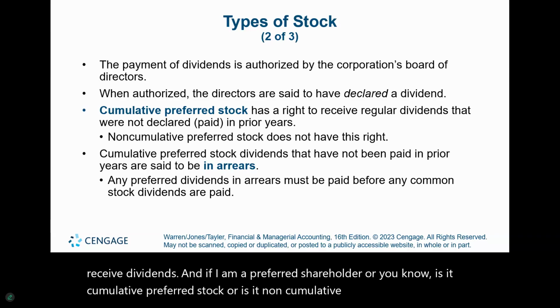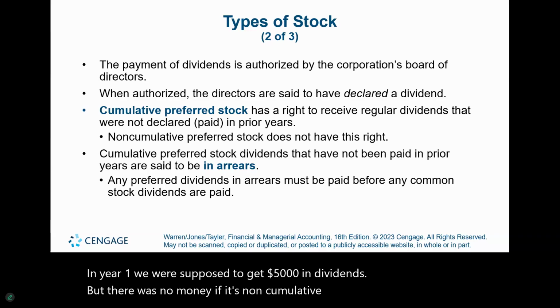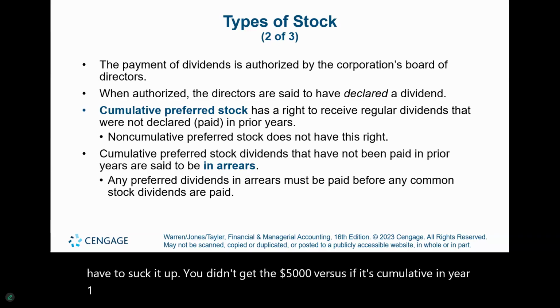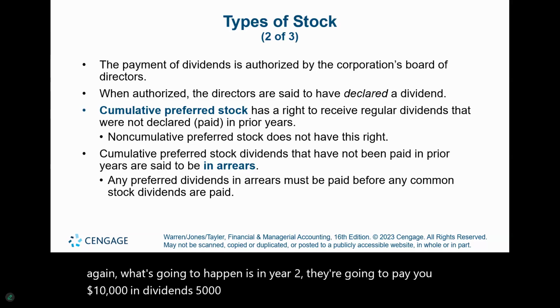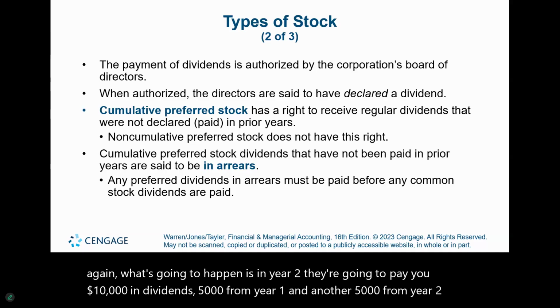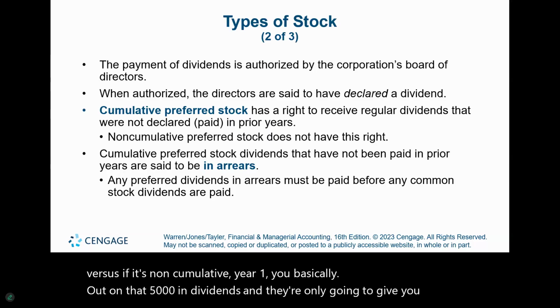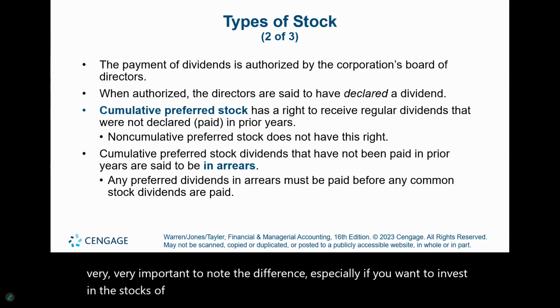So quick example, let's say in year one, we were supposed to get $5,000 in dividends, but there was no money. If it's non-cumulative, okay, you pretty much just have to suck it up. You didn't get the $5,000. Versus if it's cumulative, in year one, they owe you $5,000. And in year two, when they issue, let's just say $5,000 again, they're going to pay you $10,000 in dividends, $5,000 from year one and another $5,000 from year two. Versus if it's non-cumulative, year one, you basically lost out on that $5,000 in dividends and they're only going to give you $5,000. So very, very important to note the difference, especially if you want to invest in the stocks of a corporation and be a preferred shareholder.